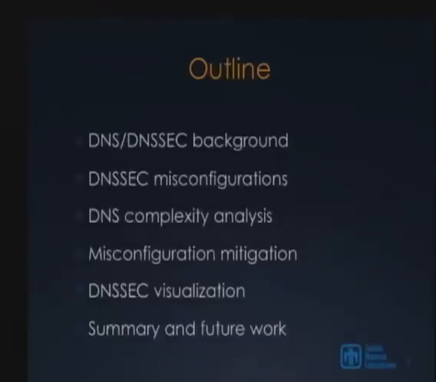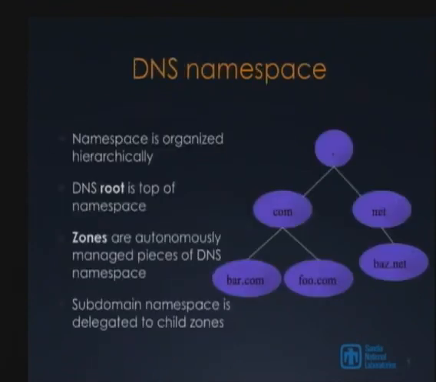So we're going to begin by talking a little bit about DNS and DNSSEC background. Then I'll outline some of the types of DNSSEC misconfiguration. Then I'll talk a little bit about DNS complexity and contributing factors to misconfiguration. Then I'll discuss some of the work on mitigating misconfiguration so you can still work in the midst of misconfiguration. And then talk about some work we've done in DNSSEC visualization, and then summarize at the end.